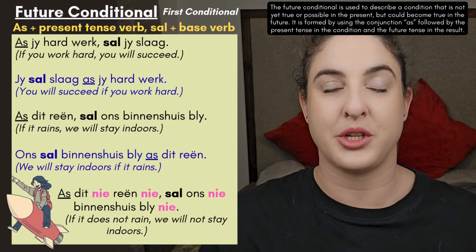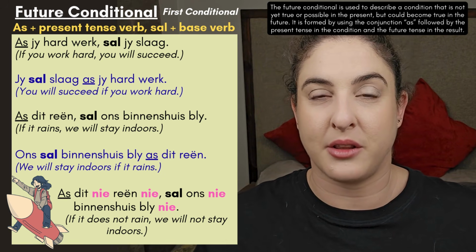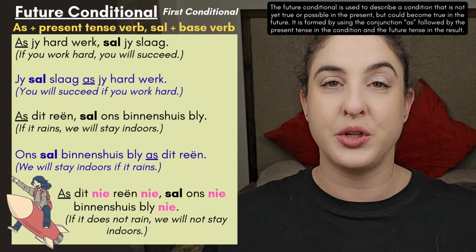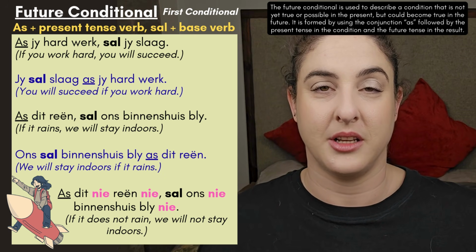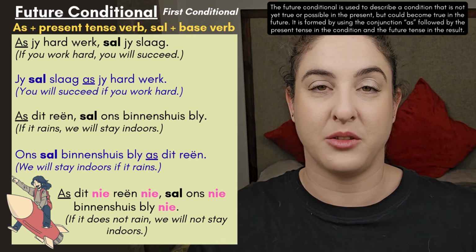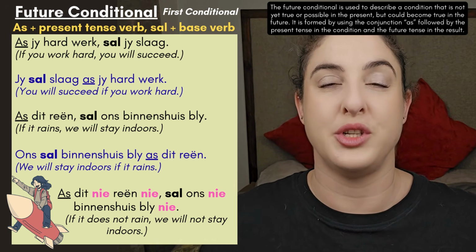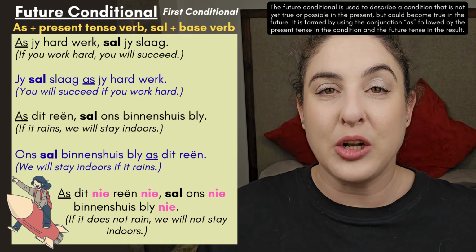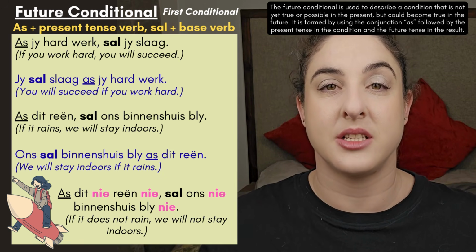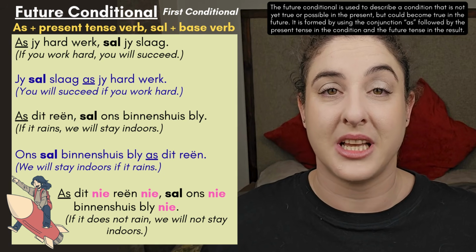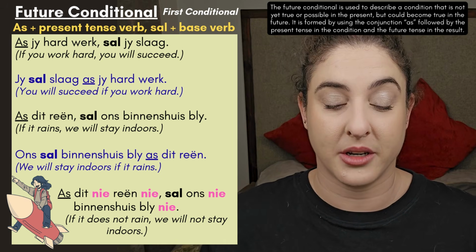Back to the future conditional and examples. So basically a future conditional means that whatever the thing is, it's not true yet in the present, but it might become true in the future tense. So you'll have the if statement with a present tense verb, and then you'll have the second part with a future statement. It includes the infinitive or the base verb, but the word sal is the indication of future. That's very important. So sal must be there in the part after the comma.